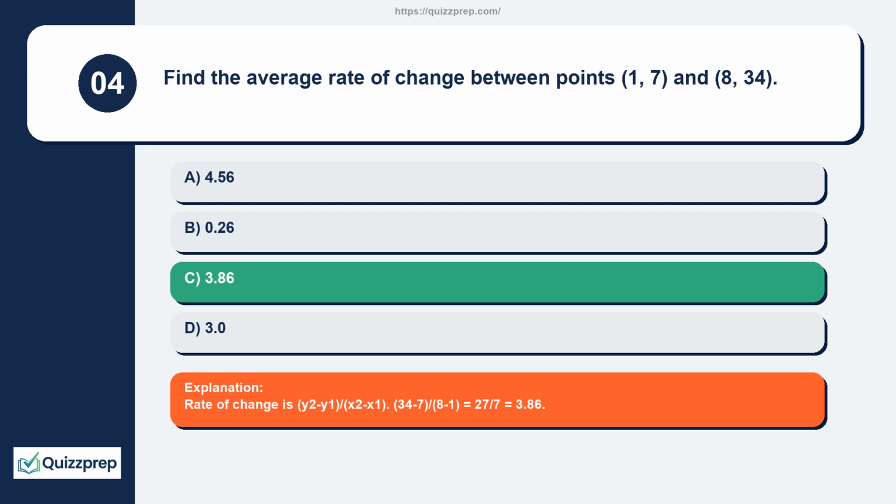Rate of change is (y2 - y1) / (x2 - x1). (34 - 7) / (8 - 1) equals 27 sevenths equals 3.86.